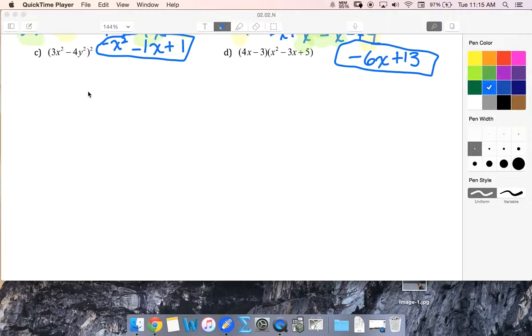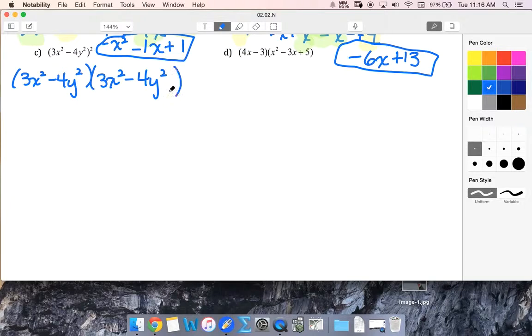So here we've got example 3C. I see that I've got something squared, so that means I need to write it twice. So (3x squared minus 4y squared) squared is 3x squared minus 4y squared times 3x squared minus 4y squared. Notice my exponent rule to multiply does not apply here because this is not a product, it's a difference. So you can't just take this 2 and add it to the 3 and the 2 and the 4 and the 2. We have to really write out our two binomials and then find their product.